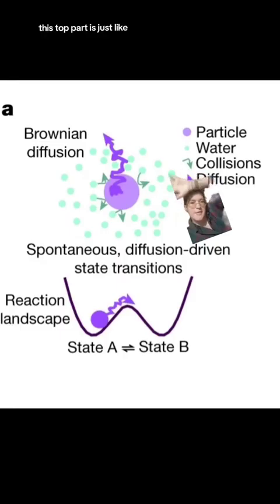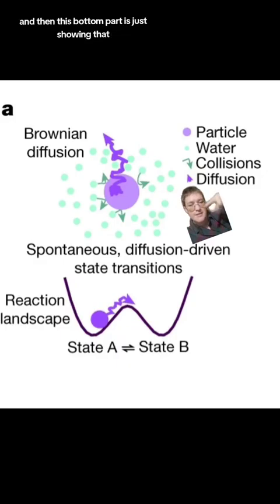This top part is just like the ball moves around randomly. The math for this is pretty cool, but don't worry, I'm not going to show it. And then this bottom part is just showing that it can be in state A, and then the ball moves randomly, climbs up this little hill, and then it'll end up in the little valley or well of state B.